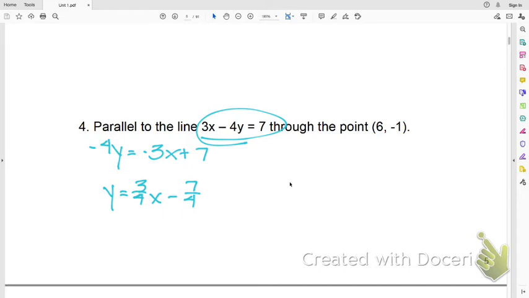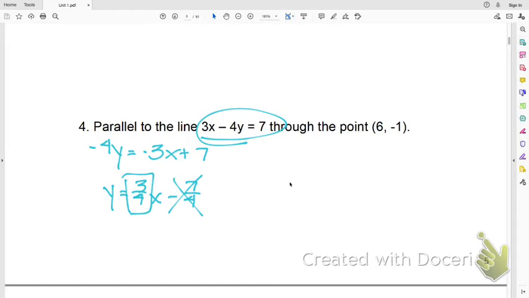What part about this do I care about? Only the slope. Please don't do anything with that 7/4. That does not matter. In fact, sometimes when I'm solving for y on these questions, I'll just stop when dividing, when I have the slope, because it doesn't matter. I don't need that. From here, I now have the slope.